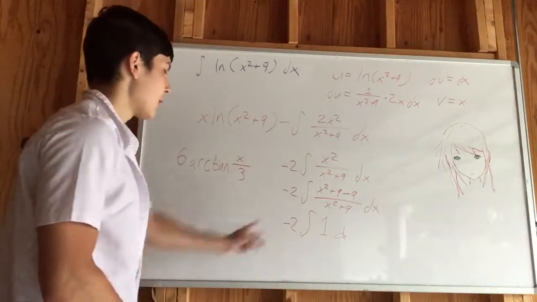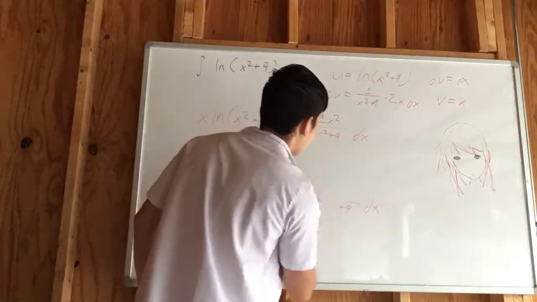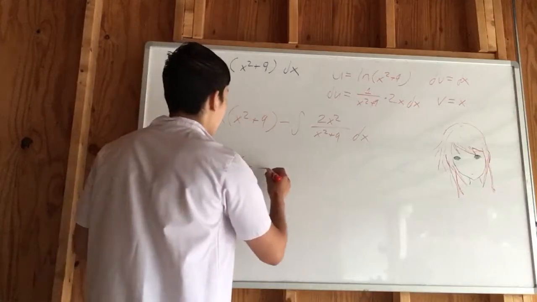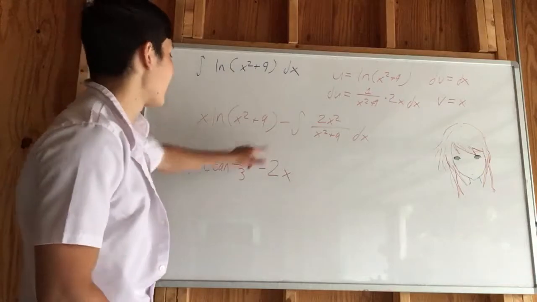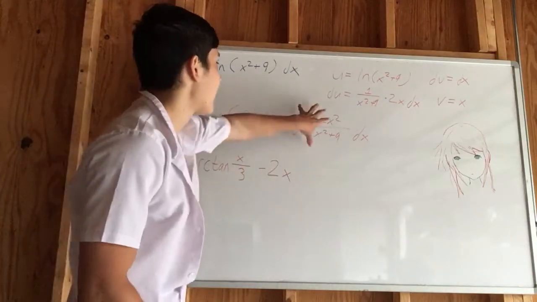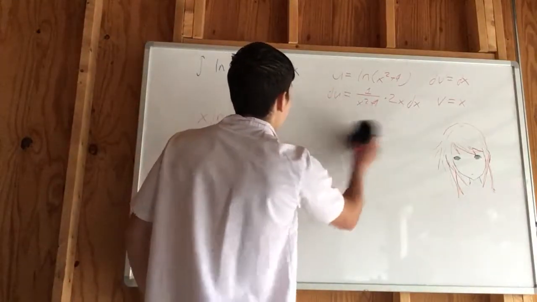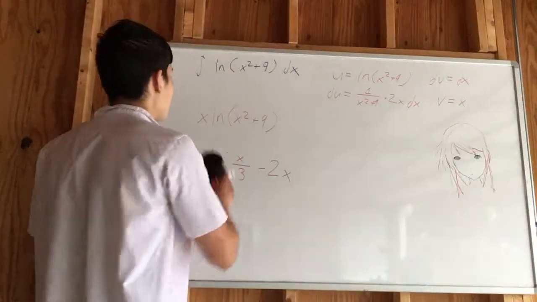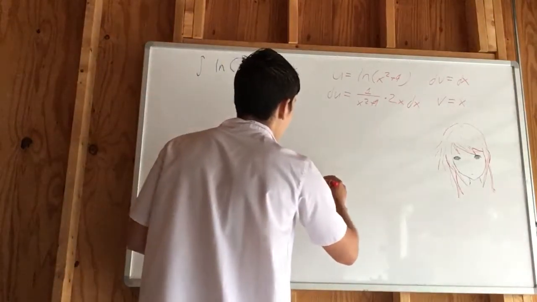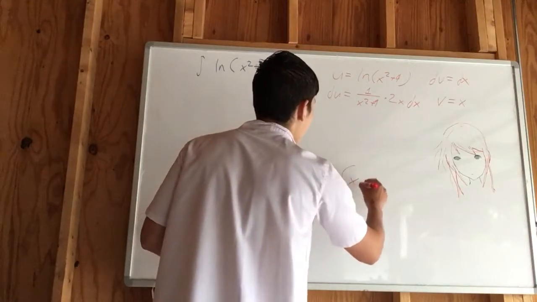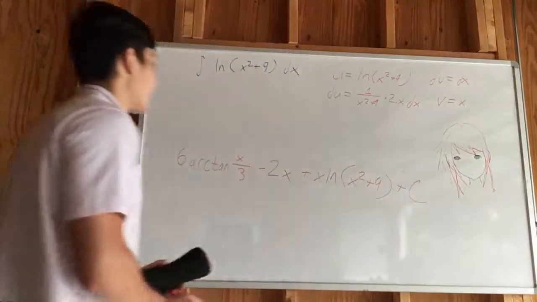This becomes x. Multiply by negative 2, you get negative 2x. Negative 2x. And we have this, remember, because this entire thing came just from this. So we got that down. That became this. And so just add x natural log of x squared plus 9 plus c. And that's your answer.